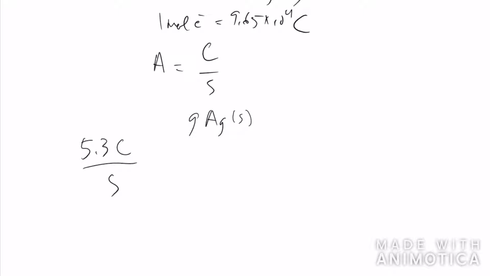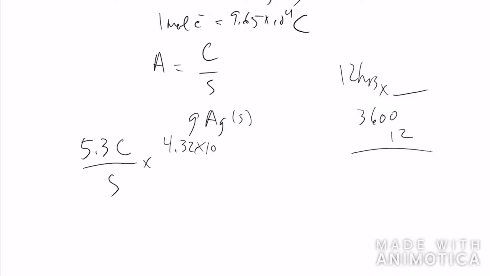And I'll multiply it by the time because I want to get rid of seconds, which is 12 hours. How many seconds are there in 12 hours? So is it 3,600 times 12? Did I do that math right? I'll second guess myself. 60 times 60 is 3,600, times 12 gives 4.32 times 10 to the 4th seconds.